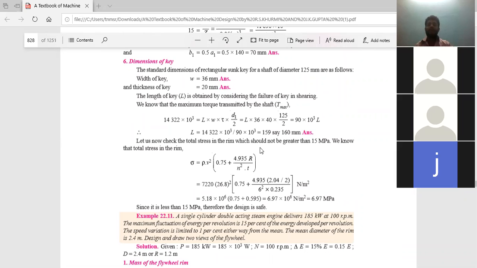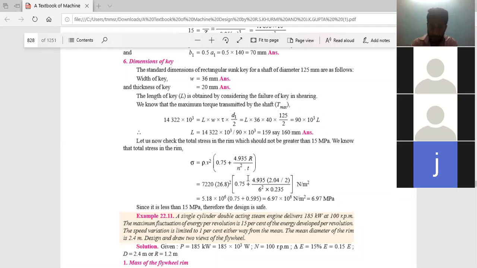So now we have calculated all possible dimensions of the flywheel. At last, we have to check whether all these dimensions which we have calculated are correct or not. How to check? For that, I have to calculate the total stress value. If the total stress value is less than the stress value given in the question, that means all these dimensions are correct. So I know this formula, which we discussed in yesterday's class.